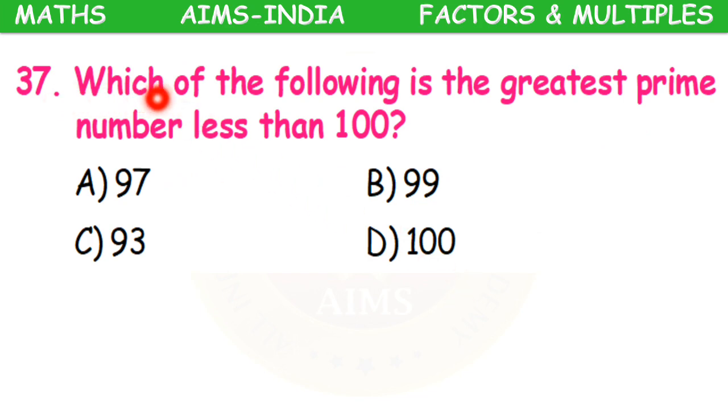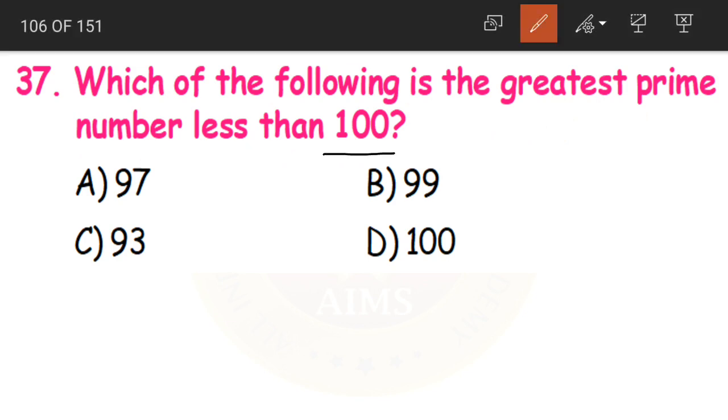Next question. Which of the following is the greatest prime number less than 100? So we should get a prime number that is less than 100. Yes, if you look at the options 97, 99, 93 and 100, this is equal to 100. The remaining are less than 100. So option D is wrong answer.